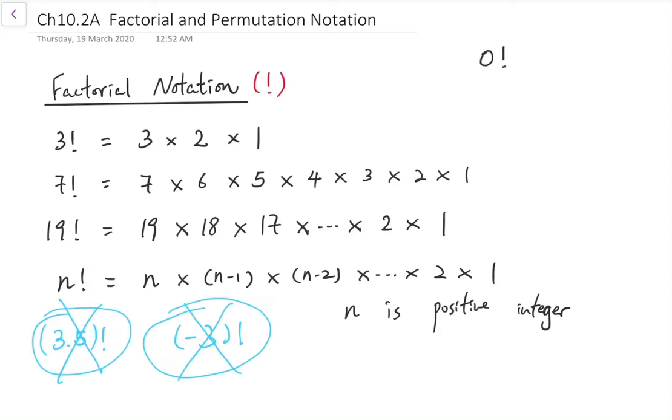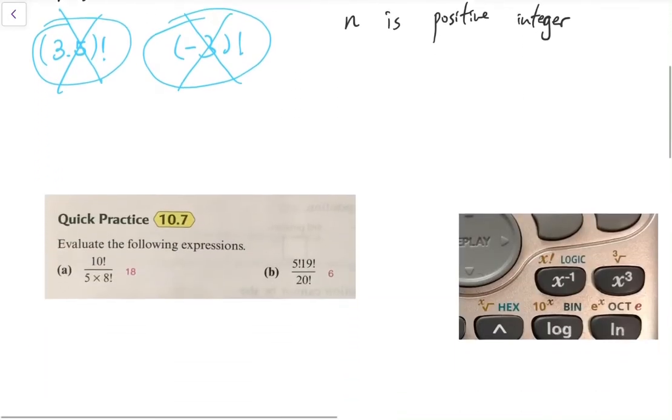But actually, you may see from the textbook, to make it consistent, we introduce one more notation, which is 0 factorial. So just bear in mind this case is for consistency. Later, if you have any questions or you want to know more about this, you may approach your teachers.